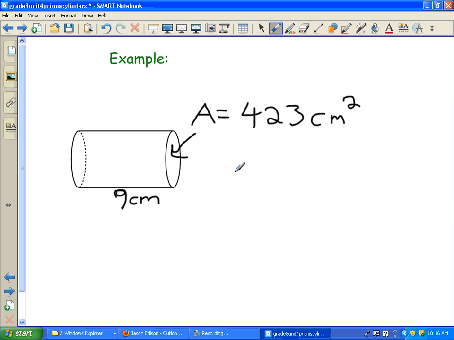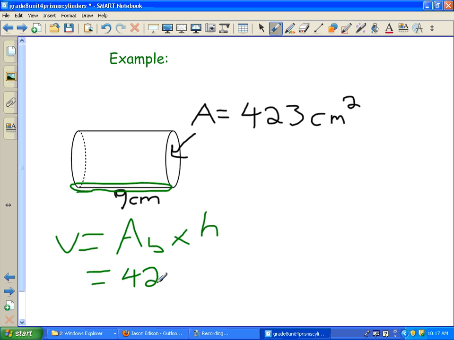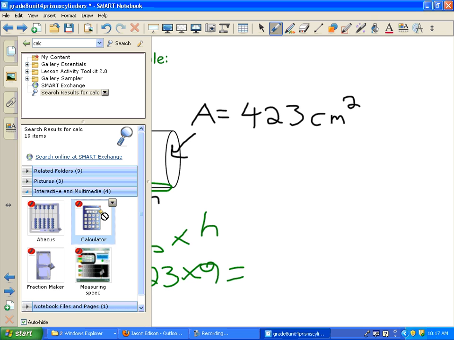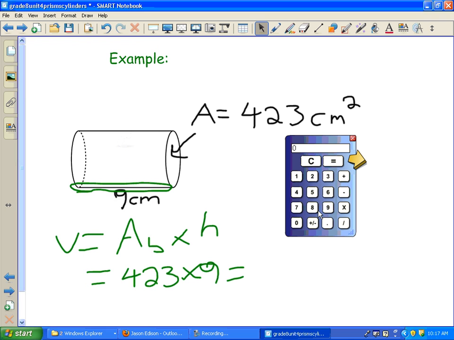Here's another example where we're given the area of the base already, and then we're also given the height of 9. So remember, volume equals the area of the base times the height. So the area of the base is already given as 423. The height is 9. So when you work that out, you will end up with 423 times 9 equals 3,807 centimeters cubed because we're talking about volume.